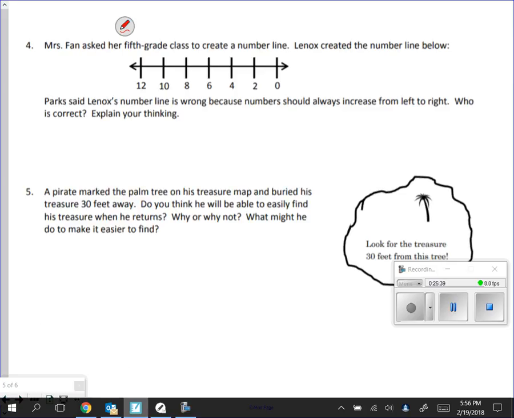Mrs. Fan asked her 5th grade class to create a number line. Lennox created the number line below. Park said Lennox's number line is wrong because numbers should always increase from left to right. Who is correct? Explain your thinking.